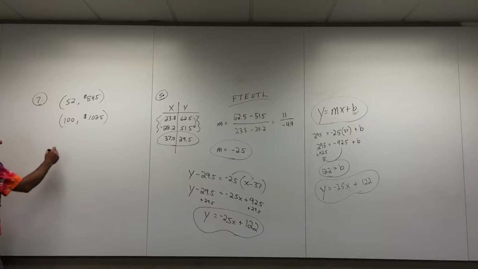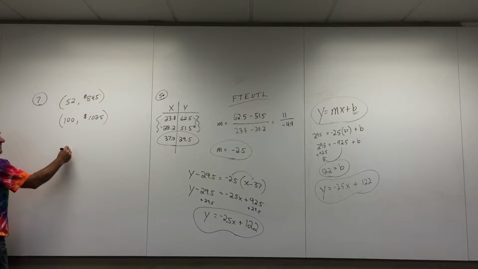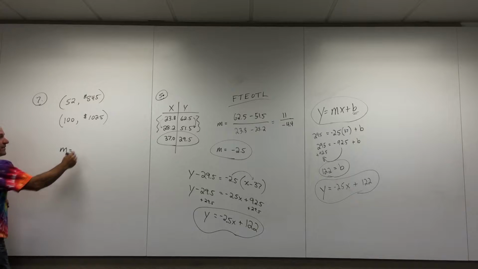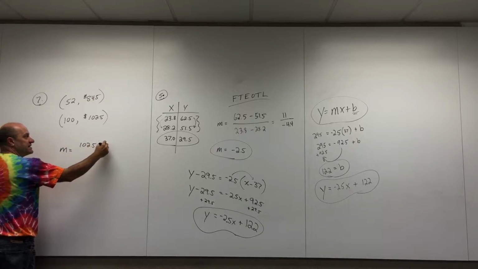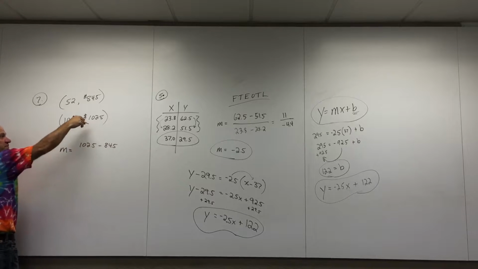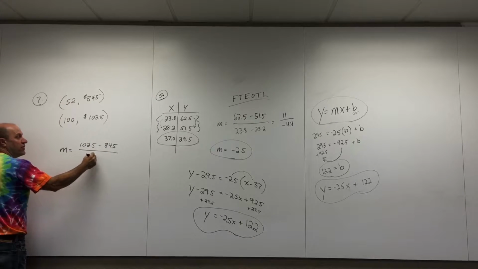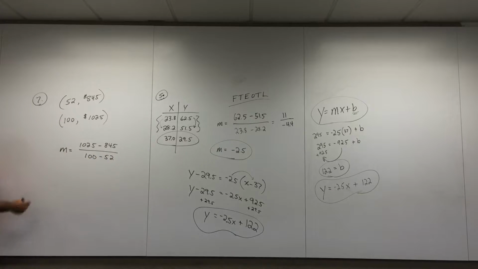I'll help you again though, maybe, if you want me to. I would do the slope, and the slope would be the 1025 minus the 845. Is that cool? I'm subtracting that way. So now when I subtract these x's, 100 minus 52. Y's always go on top of the x's, so don't ever screw that up.